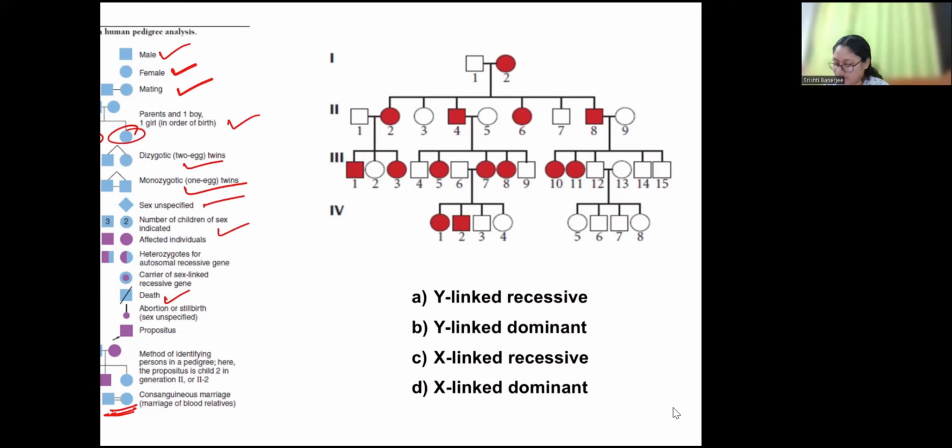So, what is your first observation? Okay. D. So, why is it D? What makes it X-linked dominant?